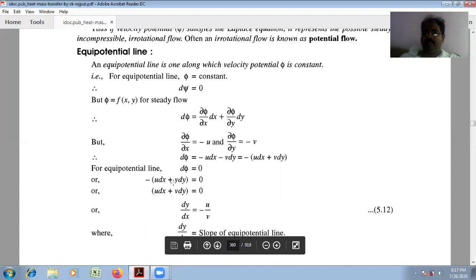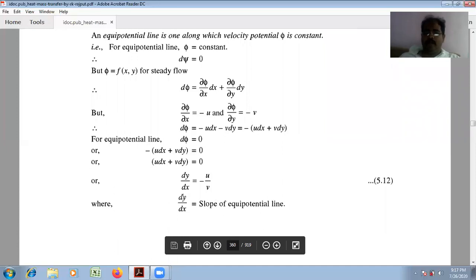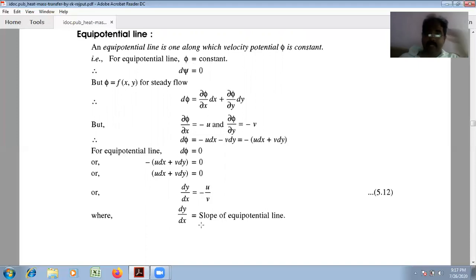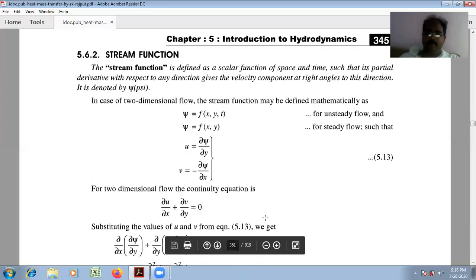So in the case of an equipotential line, dφ is equal to 0, then −(u dx + v dy) is equal to 0, or u dx plus v dy is equal to 0. So dy/dx is equal to −u/v. Remember, φ is considered constant, and dy/dx is equal to the slope of the equipotential line, which is equal to −u/v.